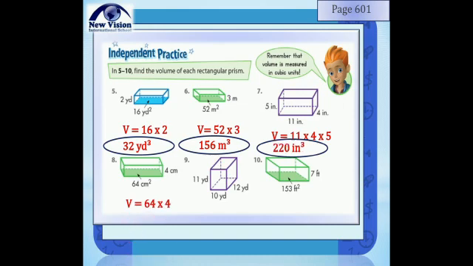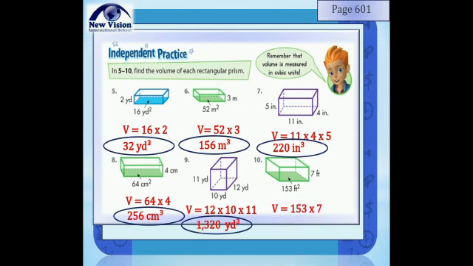For number 8, V equals 64 times 4 equals 256 cubic centimeters. Number 9, V equals 12 times 10 times 11 equals 1,320 cubic yards. For number 10, V equals 153 times 7 equals 1,071 cubic feet.